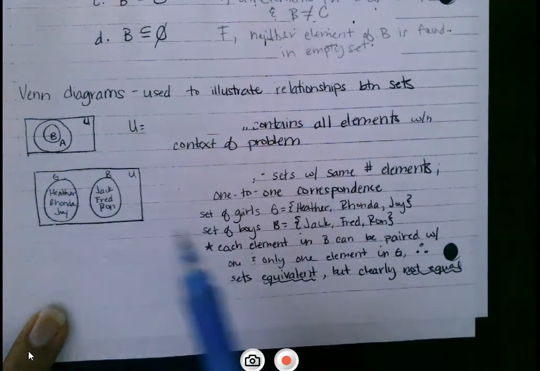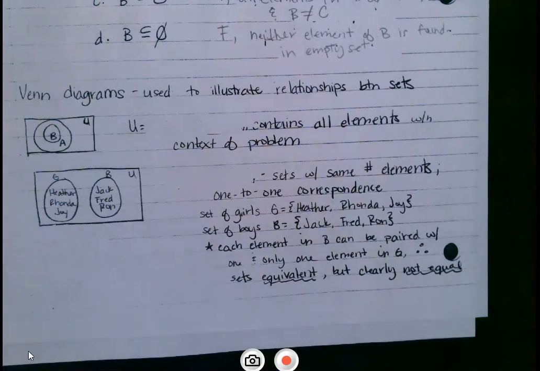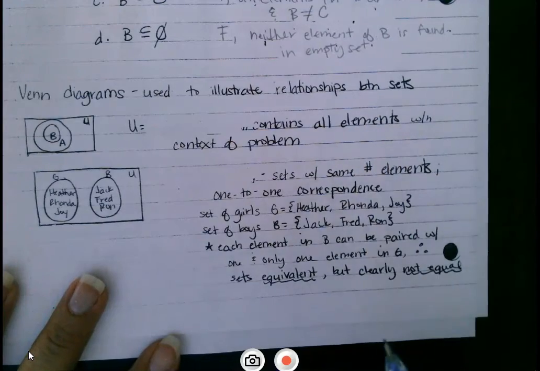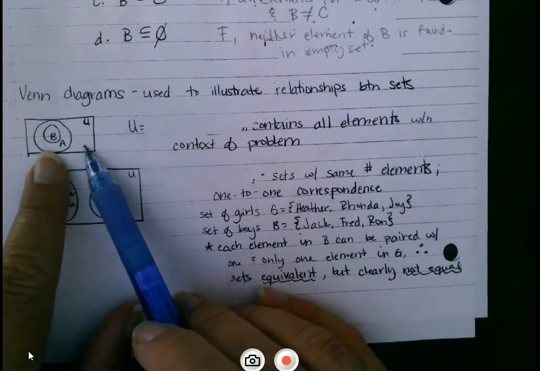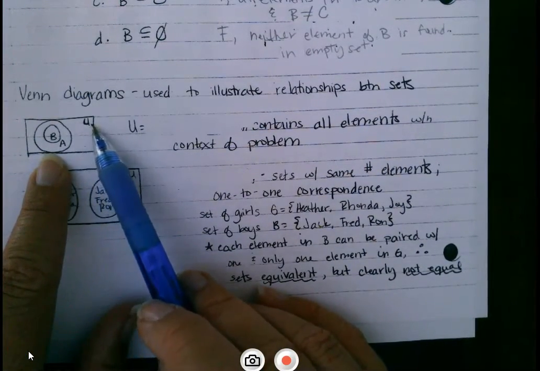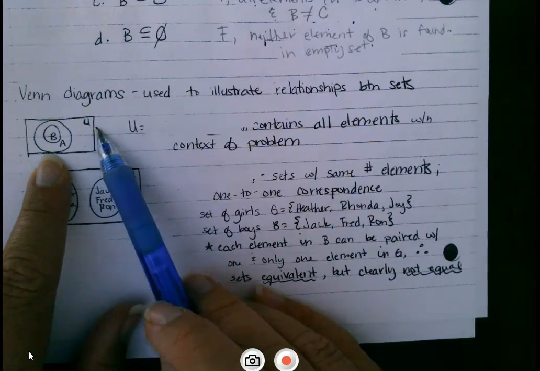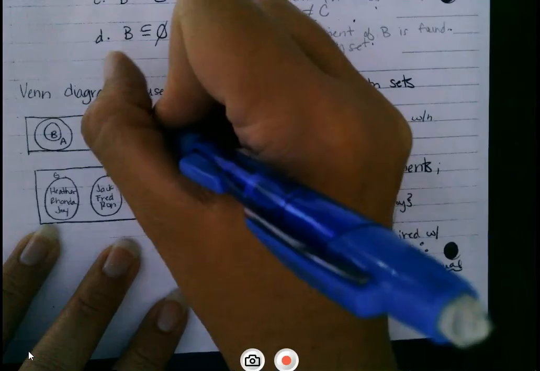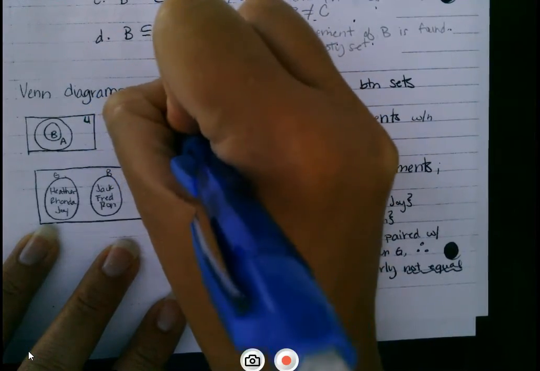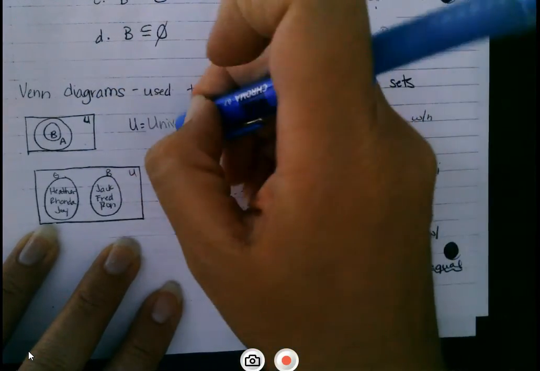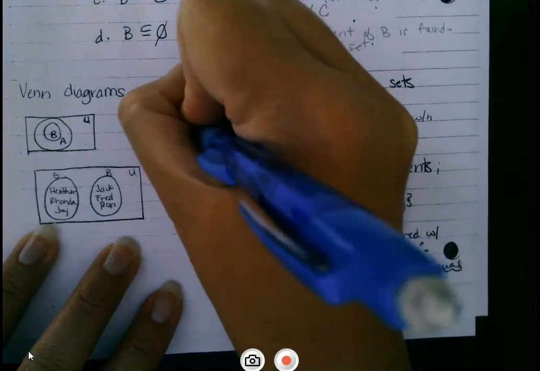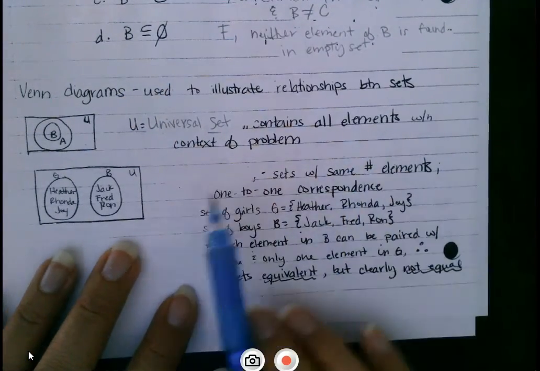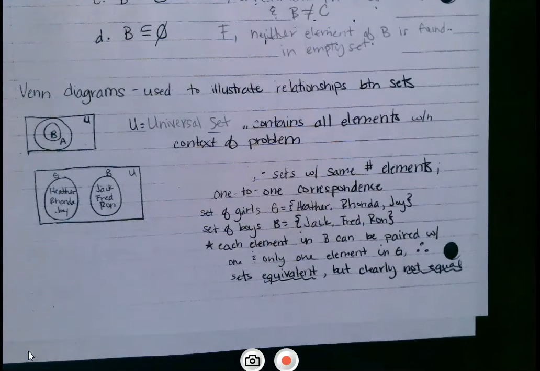Okay, so let's move to Venn diagrams. We're going to use these to illustrate relationships between sets. So first of all, this Venn diagram has a box around it. U is not a union, it is a universal set. It contains all the elements within the context of the problem.